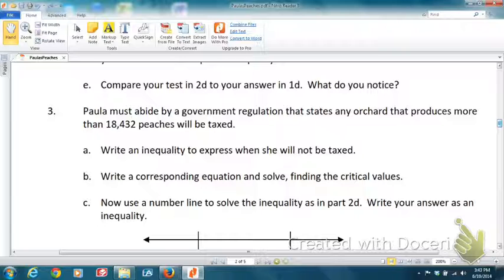Now, in E, it's asking you to compare your test in 2D with your answer in 1D. What do you notice? That means this is a thinking question. You have to look at the two and compare them. Comparing means what makes them similar and what makes them different.